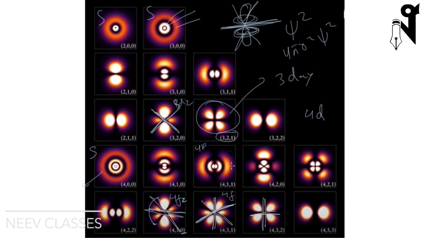So in the same axis you have 3 dumbbells, like I was just showing over there. 1, 2, 3 in the same axis. So that's your 4P. 1, 2, 3.